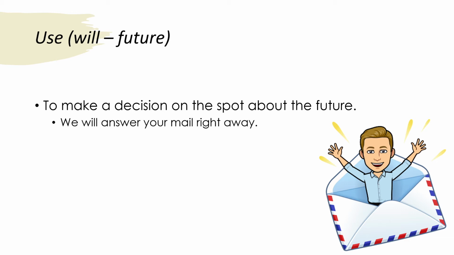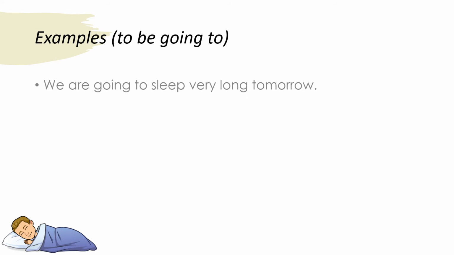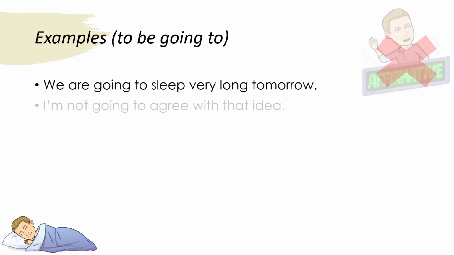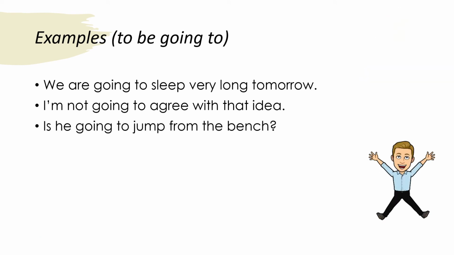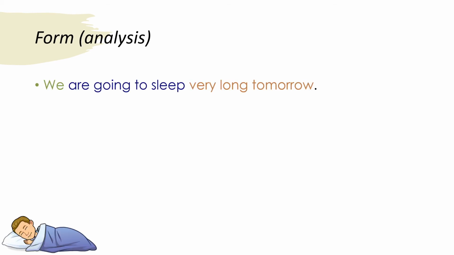As I mentioned at the start of the video, you can also form a future simple using to be going to. I will follow the same structure as before. Take a look at the following sentences. We are going to sleep very long tomorrow. I'm not going to agree with that idea. Is he going to jump from the bench?